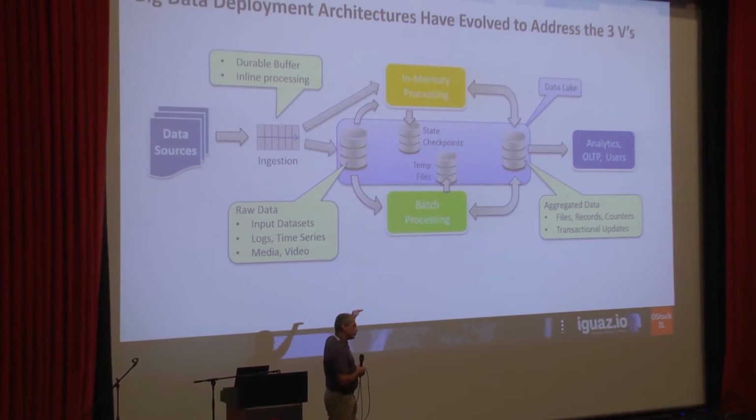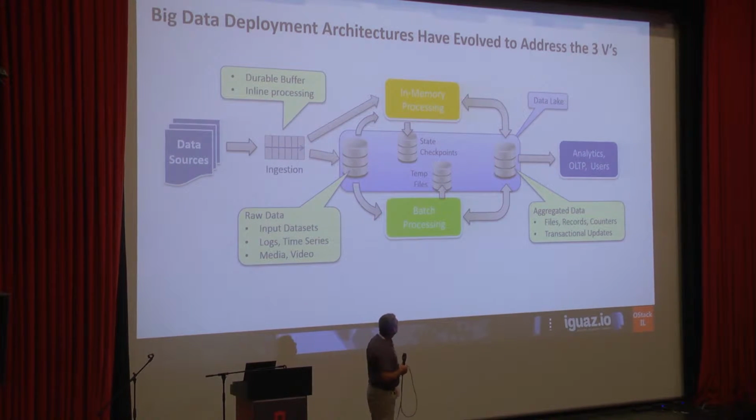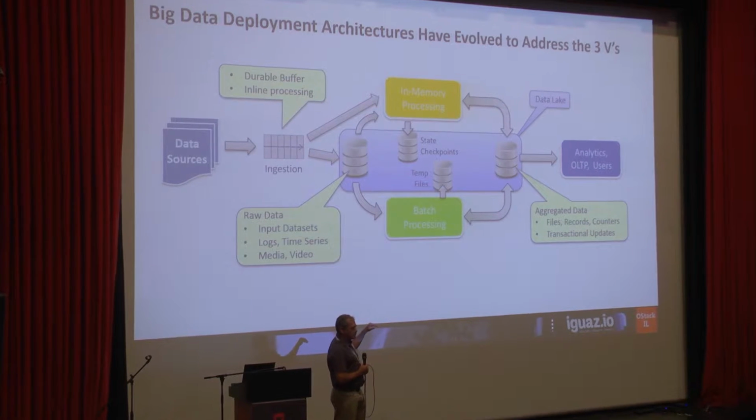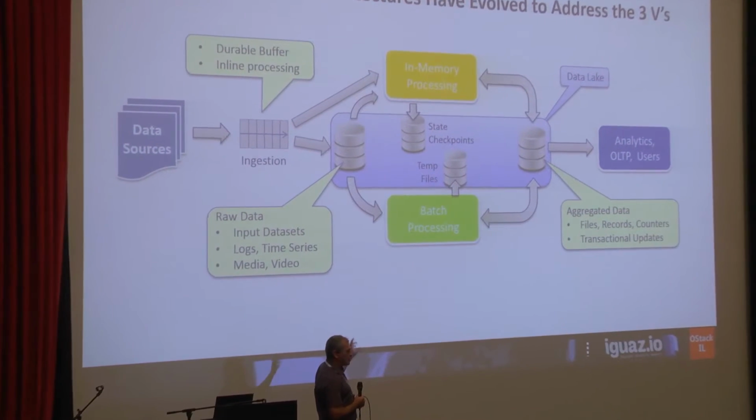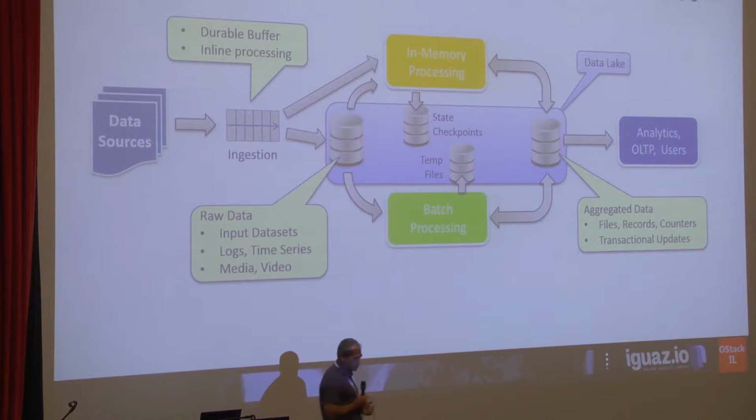We will use in-memory where it makes sense because it's very expensive. It uses a lot of DRAM. And we'll use batch processing where it does make sense. It takes a lot of time, so we don't want it to deal with interactive analytics. At the end, we have other tools that will be able to visualize the data and do some more meaningful things with the data.